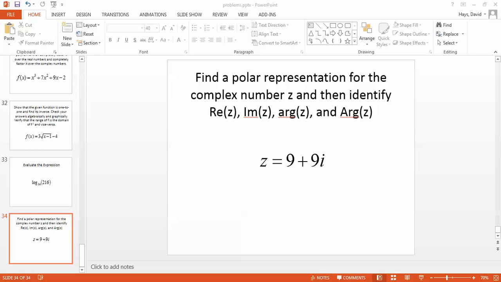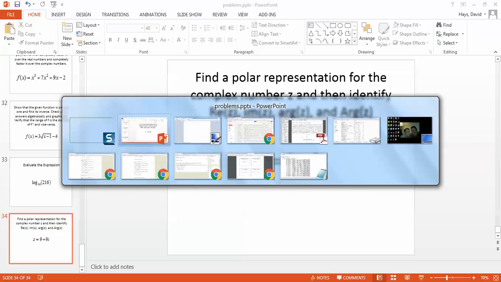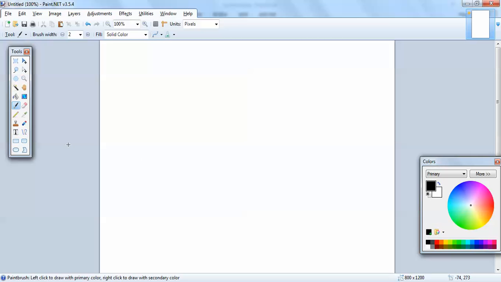We first want to find a polar representation of the complex number z. So let's start off with that instruction. So we got z is equal to 9 plus 9i. First off, this is represented by A, and this is represented by B.